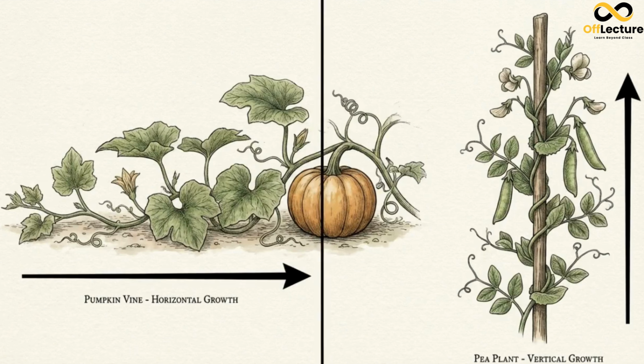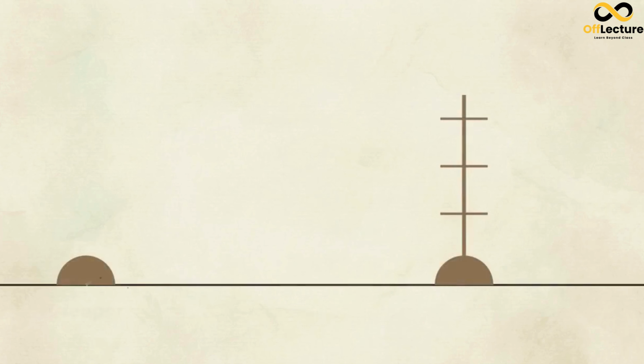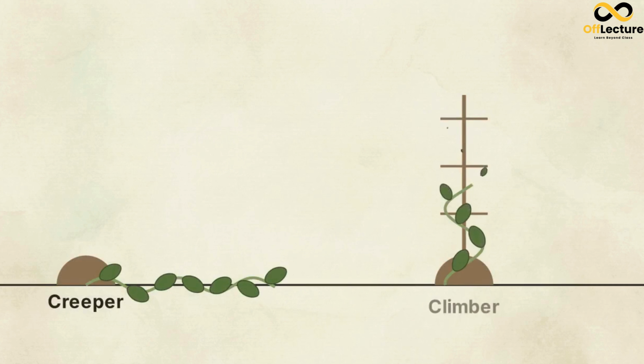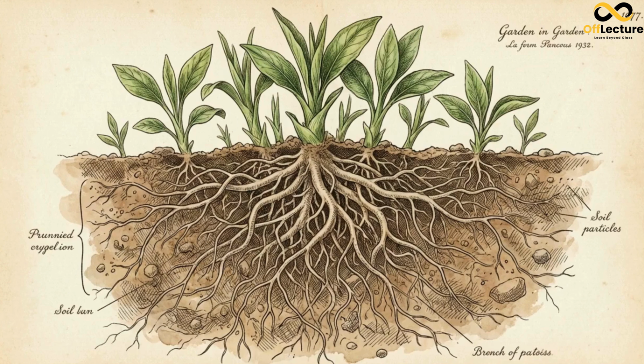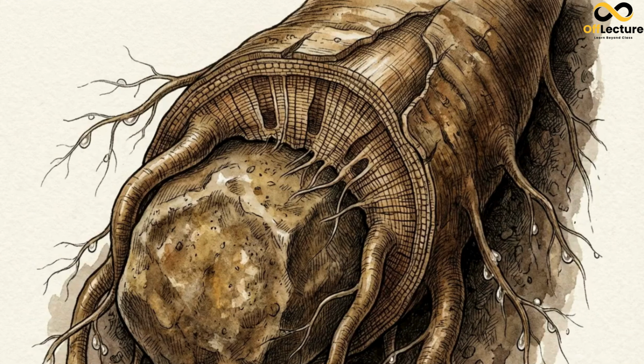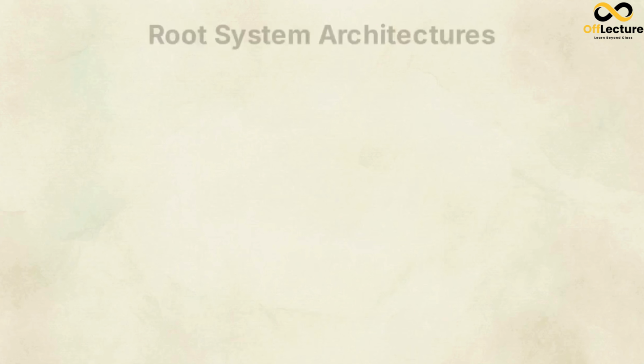Both creeping and climbing are highly effective mechanical adaptations. By spreading wide or climbing high despite a weak stem, these plants manage to trap the maximum amount of sunlight required to drive photosynthesis. Moving underground, the root system serves a dual purpose. It is the physical anchor keeping the plant stable and the primary mechanism for absorbing nutrients and moisture from the soil. There are two main architectural designs for this underground system.